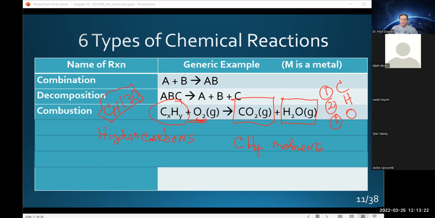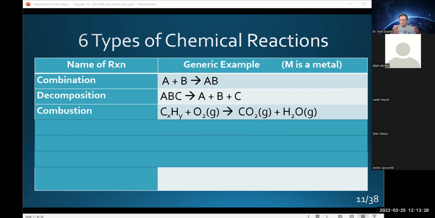The takeaway here is that you should be aware that if the problem is given to you in words, for example, "Write the products of the combustion reaction of C6H6," okay? That could potentially be a question.